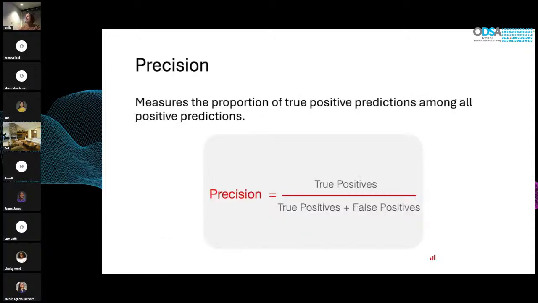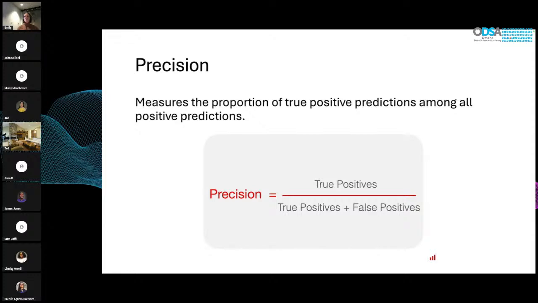All right, let's talk about maybe a metric that you're not as intimately familiar with as accuracy, and that is precision. And precision measures the proportion of true positives among all positive predictions. So what are the instances in which we predicted it was fraud, it was actually fraud, and then on the denominator, what are the instances we predicted it was fraud and actually fraud, and the predictions where we predicted it was fraud, but it was not actually fraud.